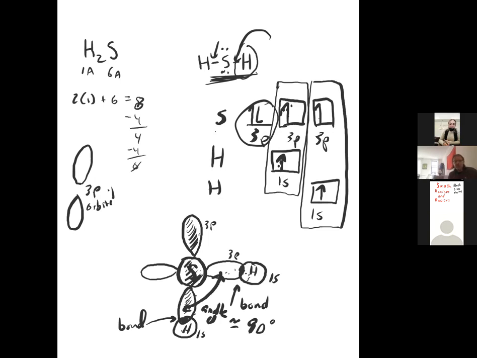Now, let me show you, I'm going to see if I can go through this here. Okay, so we're going to have to do this. Okay, so now something interesting can happen when atoms are forming bonds. Let me show you what I mean by this.